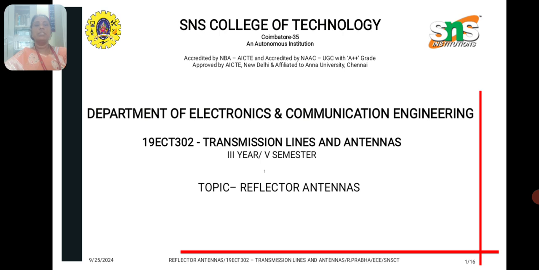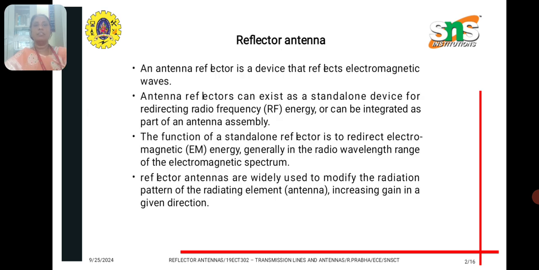In this video, we will discuss the topic of reflector antennas. An antenna reflector is a device that reflects electromagnetic waves. Antenna reflectors can exist as a standalone device for redirecting radio frequency energy, or can be integrated as part of an antenna assembly. The function of a standalone reflector is to direct electromagnetic energy, generally in the radio wavelength range of the electromagnetic spectrum. Reflector antennas are widely used to modify the radiation pattern of the radiating element, increasing gain in a given direction.